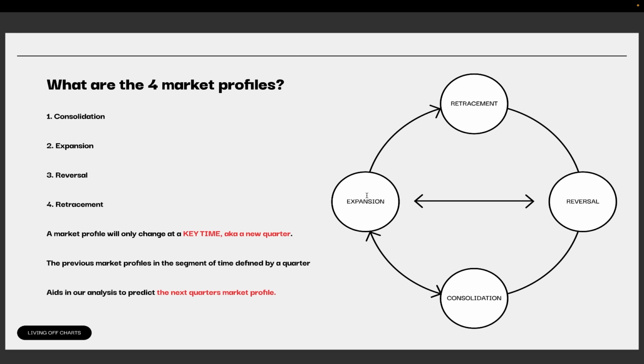What is the key time on the higher time frame charts? It's a brand new quarter. The previous market profiles in the segment of time defined by a quarter aid in our analysis to predict the next quarter's market profile. So we're not just going to be putting a vertical line on our chart come a new quarter and look forward. We have to look back at the previous quarters, see what that specific quarter did to determine the next quarter. We look at the market profiles within the previous quarters and we try to determine which market profile will be coming up next in the current quarter we're going to be trying to trade.